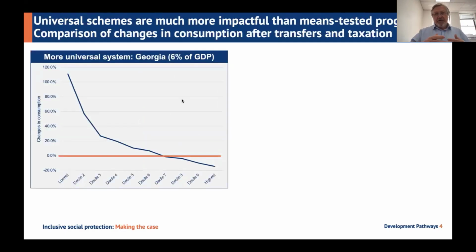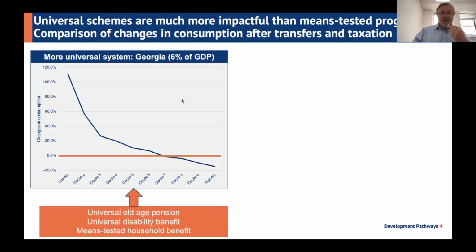So what's the evidence if we look around low and middle income countries? We've done some research on this in a number of countries, and I just want to present some of the results. This is the example on the left here from Georgia. Georgia is a country that spends 6% of GDP on tax financed social security. Most spending is on a universal old age pension, and it also has a universal disability benefit and a means tested household benefit.